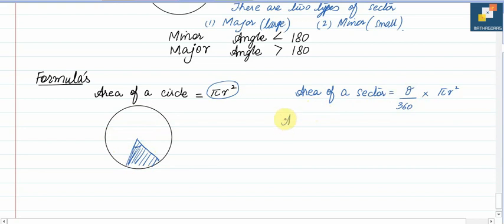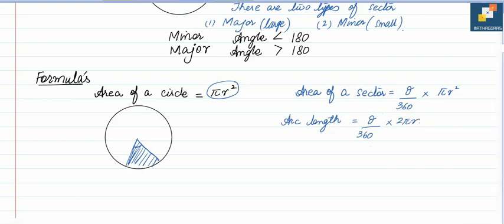Now the arc length. Arc length of a sector is theta divided by 360 multiplied by 2 pi r. That is the working formula for area and arc length of a sector, right? Now if I ask you one thing, let's suppose that it is a sector, right? And if I say that what is the perimeter?